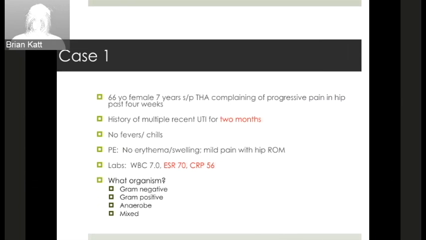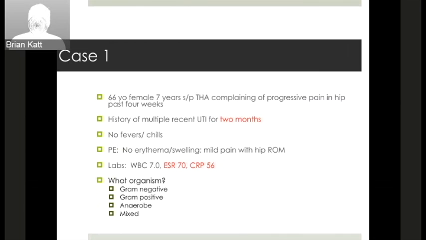So, a 66-year-old female, 7 years after total hip replacement, complains of hip pain for the last 4 weeks. She's had a history of multiple urinary tract infections for the last 2 months. No fevers or chills. Has some pain with right hip range of motion. Her white count is okay, but her ESR and CRP are a little bit elevated. So in this kind of situation, what organism would you think would be the prevalent organism?